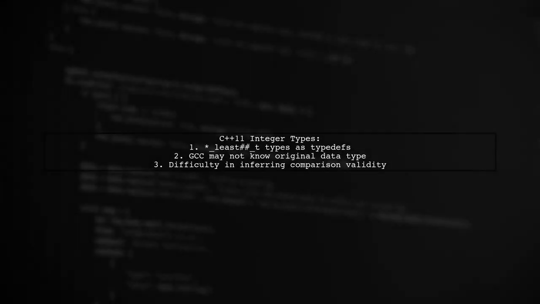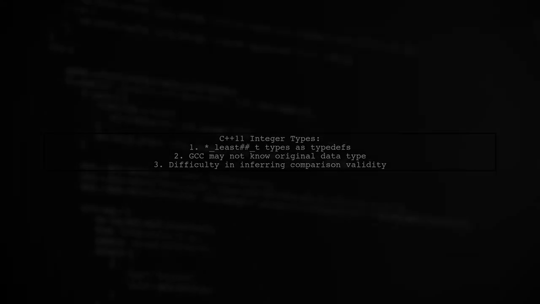The user mentions that in C++11, the least integer types may be implemented as typedefs. By the time GCC checks for warnings, it may not recognize the original data type, making it hard to infer the comparison's validity on different systems. Finally, the user expresses curiosity about GCC's perspective on this issue and suggests filing a bug report for further clarification.